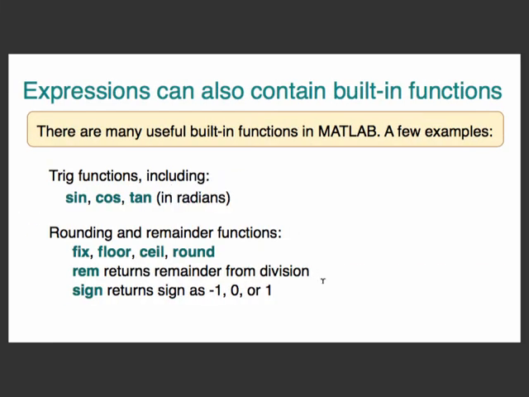Sign returns the sign of the number, so if the number is positive, it will return 1. If the number is negative, it will return negative 1. If the number is exactly 0, it will return 0. Okay?